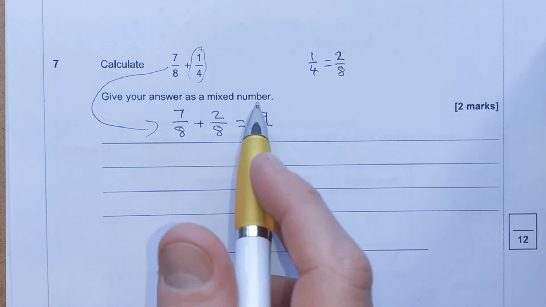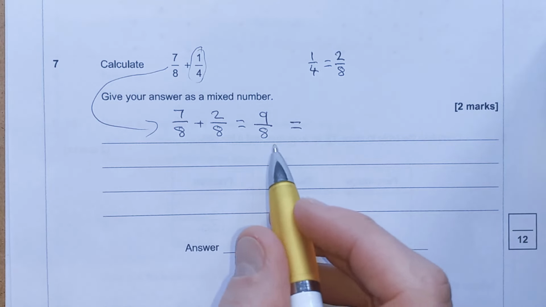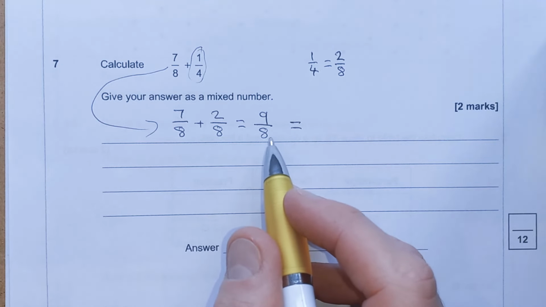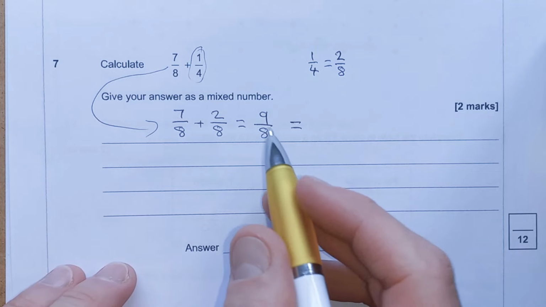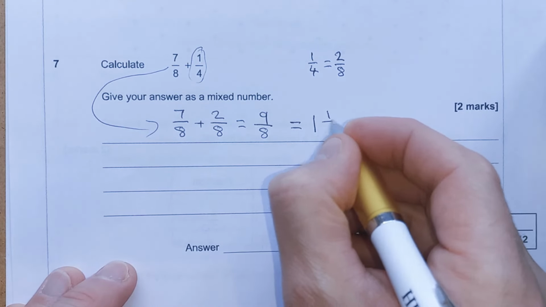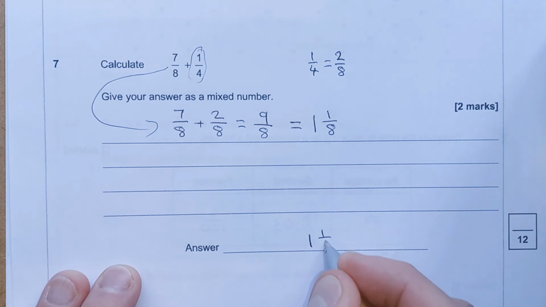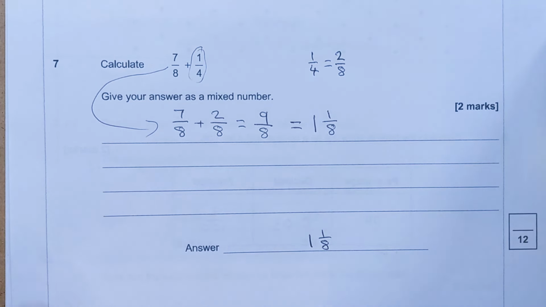Now they've said as a mixed number. By a mixed number, they mean they want to know how many whole times it goes into it, and then how many are left over. Well, 8 goes into 9 once, with 1 remainder. So it's 1 and 1/8.